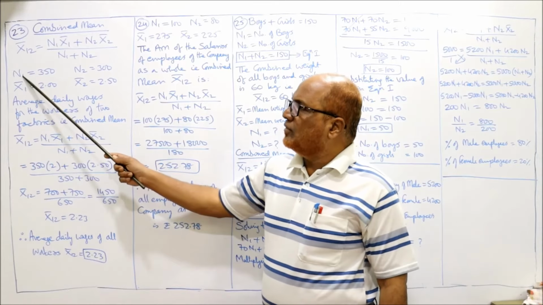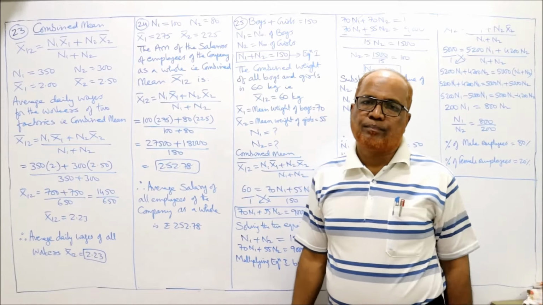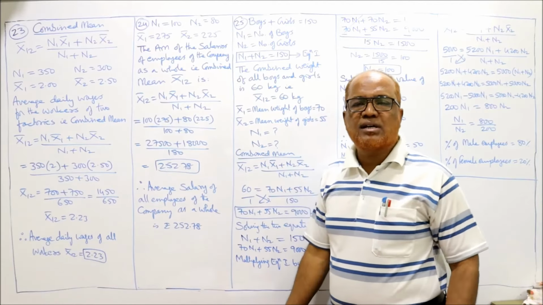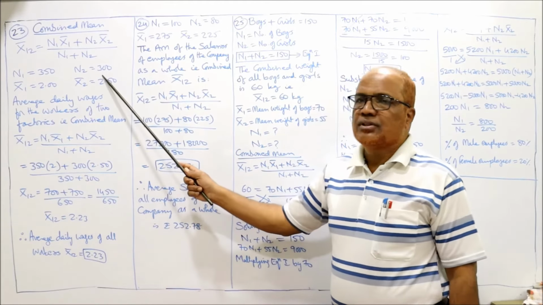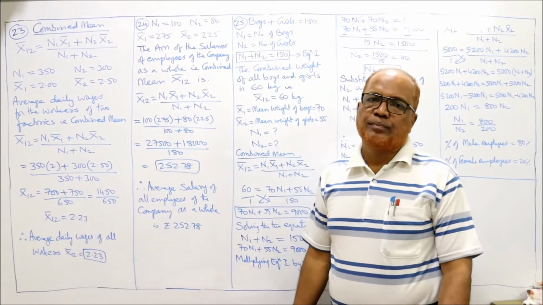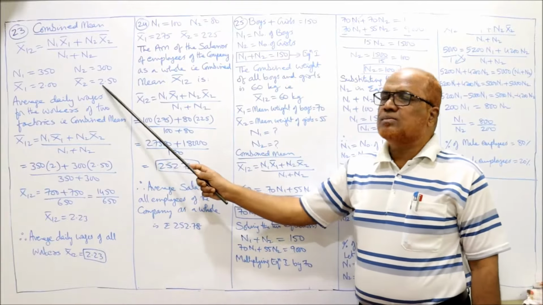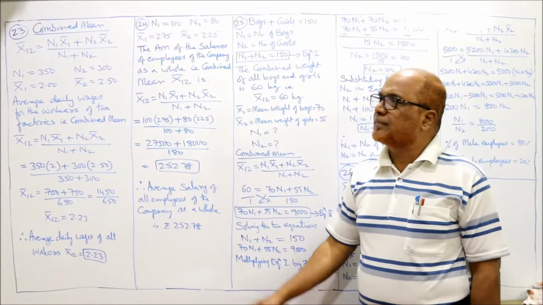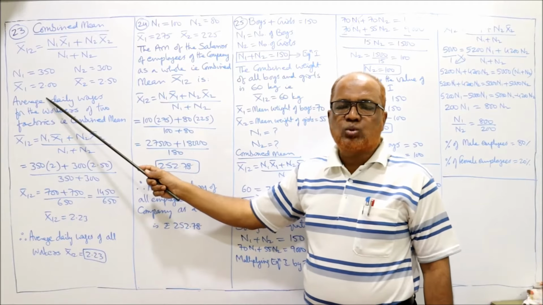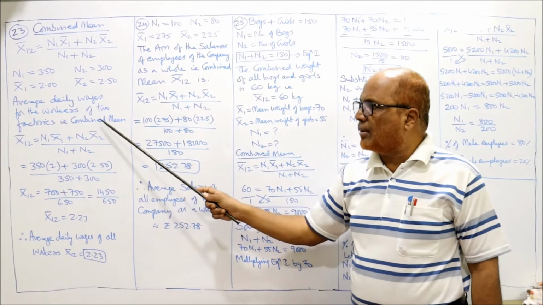Now N1 stands for the number of items in the first group. Here it is the number of workers. How many workers are there in the first group? 350. N2, the number of workers in the second group, is 300. X bar 1 is the mean of the first group, the average wages of factory A, which is 2 rupees. Then X bar 2, the average wages of factory B, is 2 rupees 50 paisa. So the number of workers and the average wage are given for each of the factories, and we need the average daily wages for the workers of the two factories, that is the combined mean.